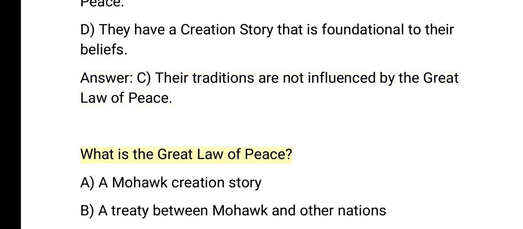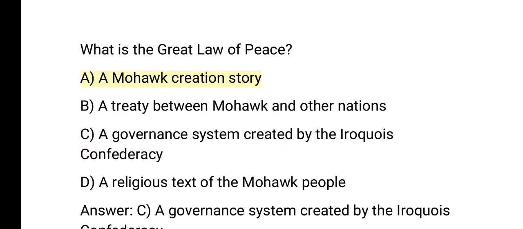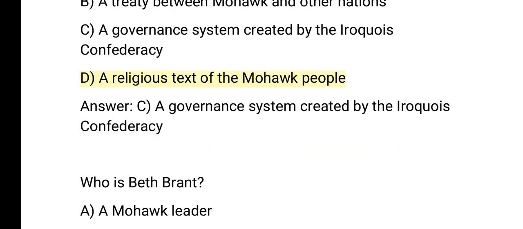What is the Great Law of Peace? A. A Mohawk creation story. B. A treaty between Mohawk and other nations. C. A governance system created by the Iroquois Confederacy. D. A religious text of the Mohawk people. Answer. C. A governance system created by the Iroquois Confederacy.